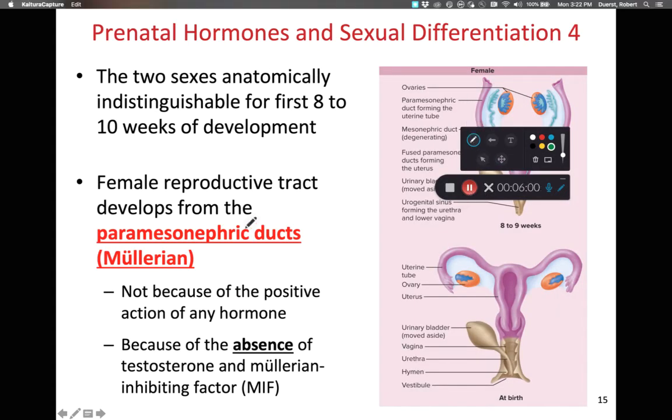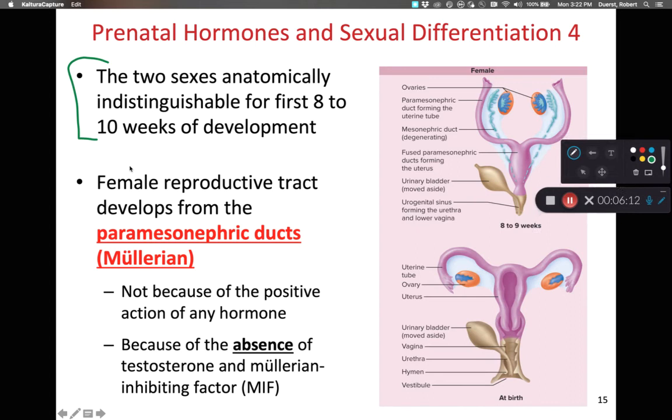So as we look at the female end of the spectrum, just to review, for the first trimester, really, for the first 8 to 10 weeks, so for most of the first trimester, anatomically, you can't tell the difference between male and females. However, later on in that first trimester, starting at about 8 to 9 weeks, we find that the female's reproductive tract begins to develop from the paramesonephric ducts, the Mullerian ducts. So in the absence of testosterone and in the absence of Mullerian inhibiting factor, the Mullerian ducts are going to further develop into a female reproductive tract.